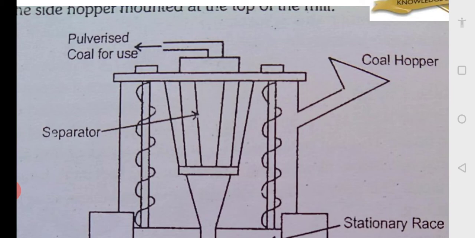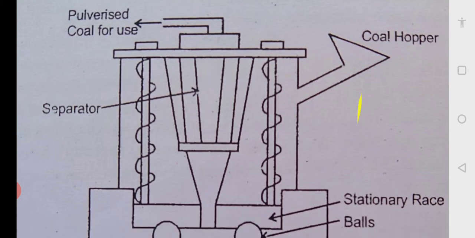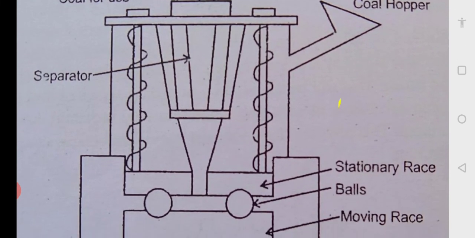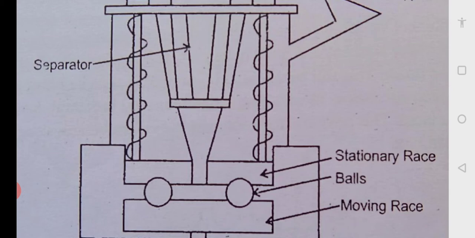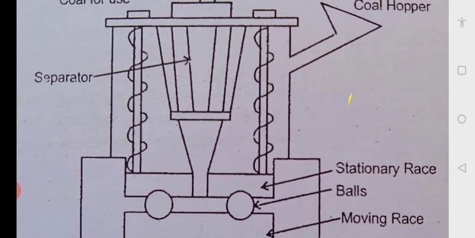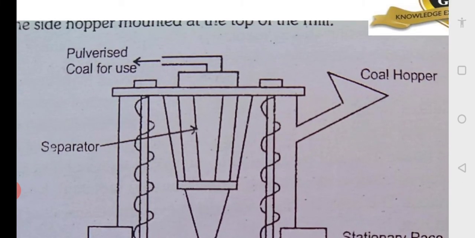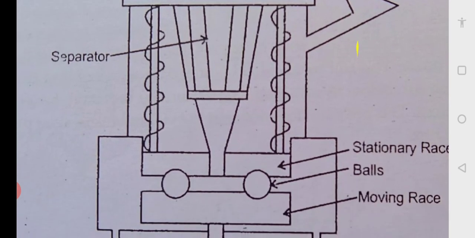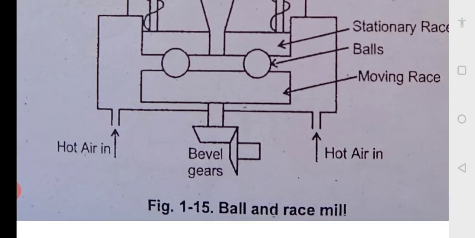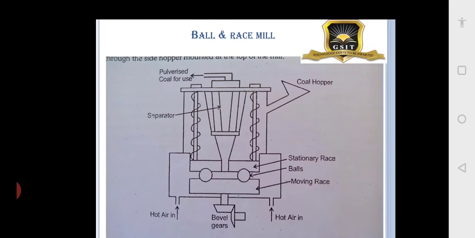Extreme right, you can see the coal hopper. The coal falls from the top due to gravity, comes in between these two races, and gets pulverized due to the action of the race as well as the balls, and there is a separator here, and the top pulverized coal is taken up for further usage. There is hot air, as I said, to avoid lump formation. Hot air is used so that lump formation is avoided, and it helps not only in drying the coal but also in conveying the coal, taking the coal from one place to another.